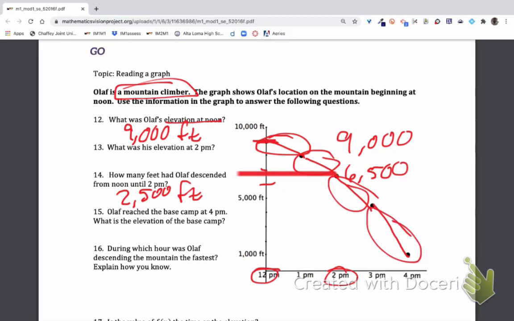3 to 4, he travels quite a bit. He goes from close to 5,000 feet to 1,000 feet in 1 hour. Okay, he travels almost 4,000 feet in descent in 1 hour. So we can say that the 3 p.m. to 4 p.m. block of time was his fastest descent because the slope is the steepest, or the rate of change is the greatest. Hopefully this helps. Let me know if you have any questions.